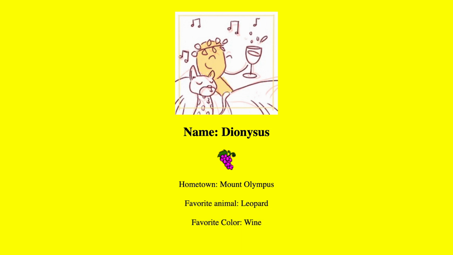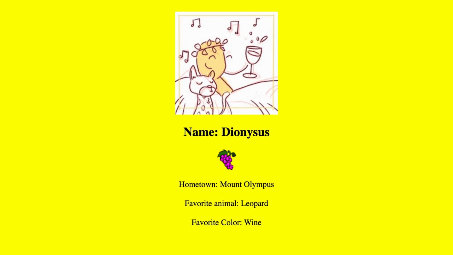So what we're interested in is Dionysus, which I can find after name colon. So that information is one piece. And then the second piece of information I'm interested in is wine, which I can find after favorite color, and then a colon and a space. Okay, so that's me just viewing the page as a normal user.